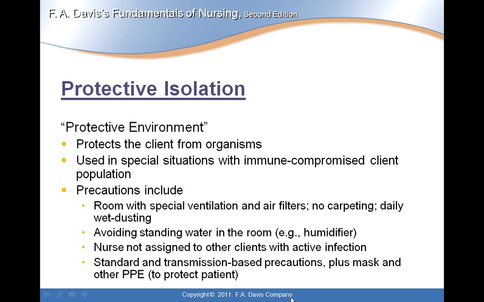The nurse that is assigned to this person cannot be assigned to other clients with an active infection. What that means is that if I have a client that has pneumonia or the flu, I couldn't take care of that person and this person with the compromised immune system. Maybe I could take care of a patient that has a new hip replacement that's not complicated, because right now this person does not have any signs of an active infection. So I want to make sure that I'm taking care of a patient that does not have any active infections when I have a person that has a compromised immune system.